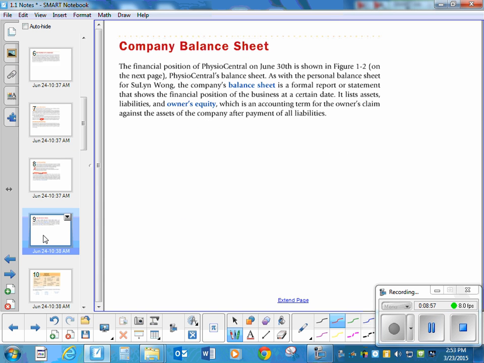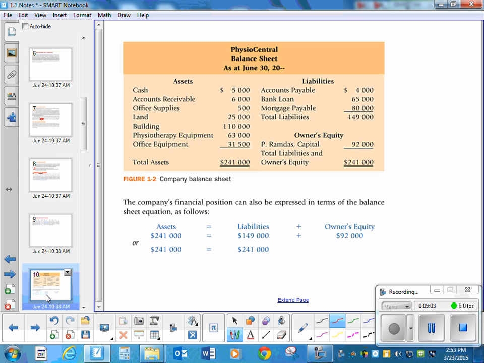Okay, and when we're doing a balance sheet, we do a balance sheet exactly like we showed you earlier, but now instead of it being for your personal use, it is for the company name, Physio Central. So if you take a minute to have a look at this, they've listed all the assets that her company has, the liabilities and the owner's equity. And do you see how the formatting is the same? Single underlining showing adding, double underlining to show that it is balanced.